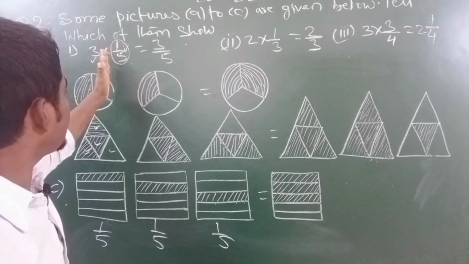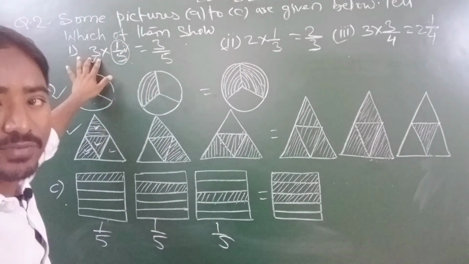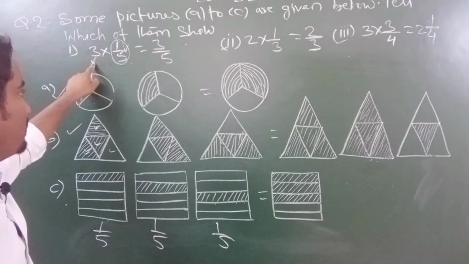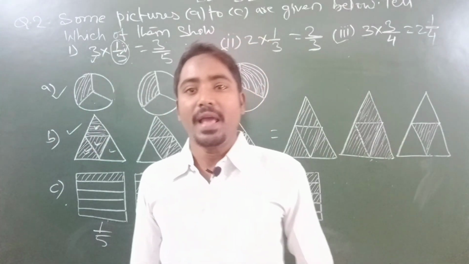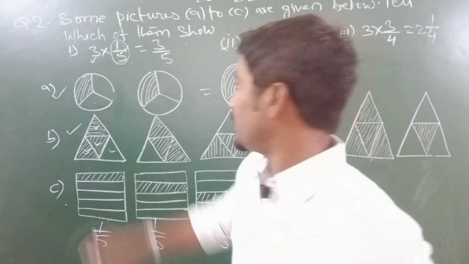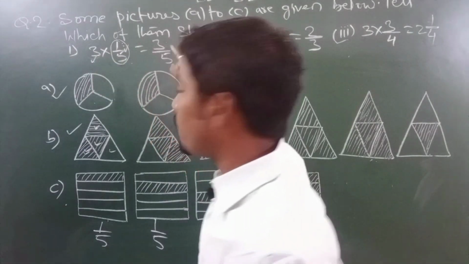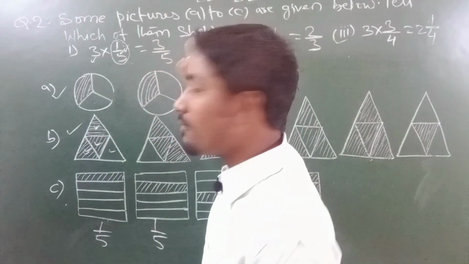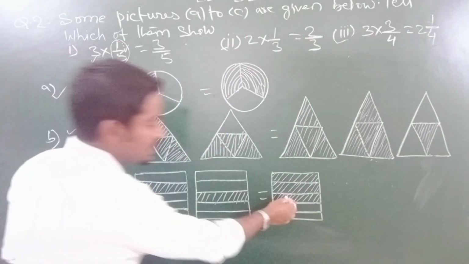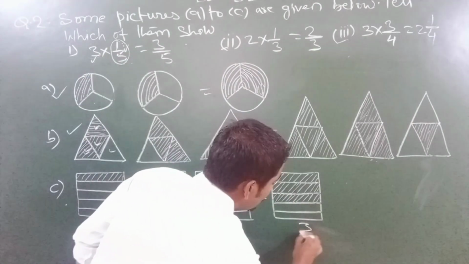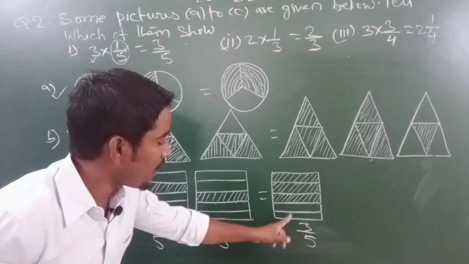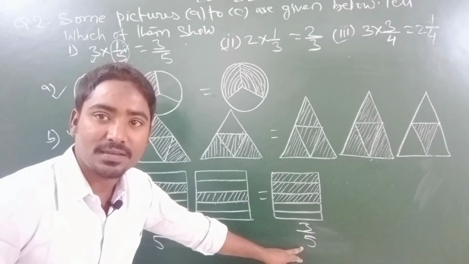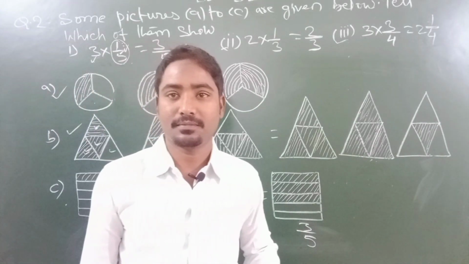Now here, students, since no more simplification is possible, 3 into 1 is 3 and 5 into 1 is 5. It means we have to multiply the numerator with the numerator and the denominator with the denominator. So here we will have 3 upon 5. After multiplying them, in the result we will get 3 upon 5. So this figure is representing 3 upon 5. If you see here, among 5 parts, 3 parts have been shaded, and if you calculate its fraction, you will get 3 upon 5.